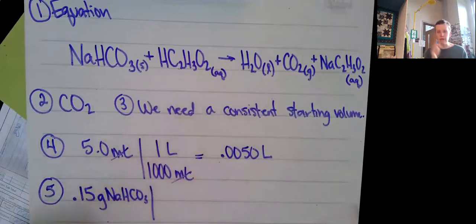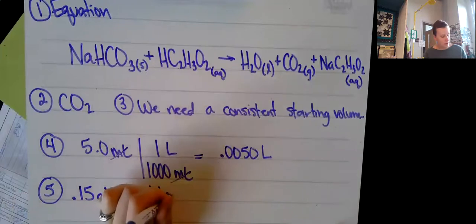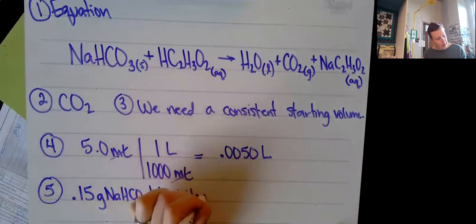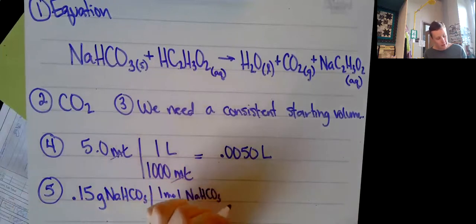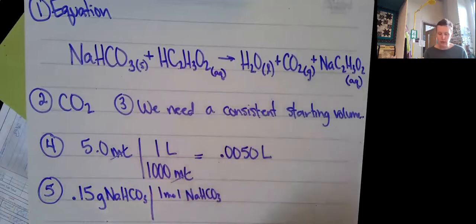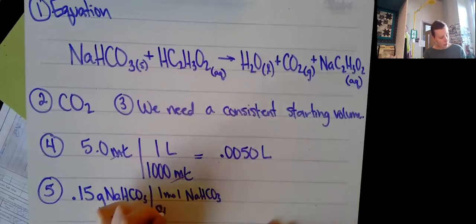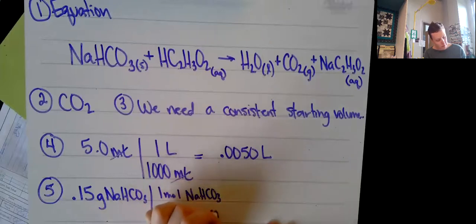Whenever you're starting in grams, your first step is automatically molar mass. 1 mole of NaHCO3. I need to figure that out real quick. So my oxygens, 3 times 16, plus my carbon is 12, plus my hydrogen is 1, plus my sodium, which I believe is 23. Yep. We get 84.0 grams of NaHCO3.